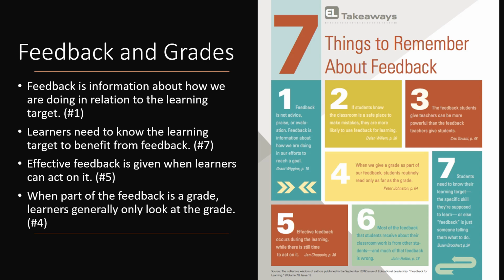And the first one is from Grant Wiggins, who was one of the Understanding by Design guys, and also wrote Educative Assessment and Assessing Student Performance. And he points out that feedback is information about how we are doing in relation to the learning target. The second key quote is sort of related to that. This is Susan Brookhart, who wrote Assessment and Grading in Classrooms and Using Feedback to Improve Learning. And she points out that learners need to know the learning target in order to benefit from the feedback. So students need to know what they're aiming towards in order to benefit from information about how well they're getting there.